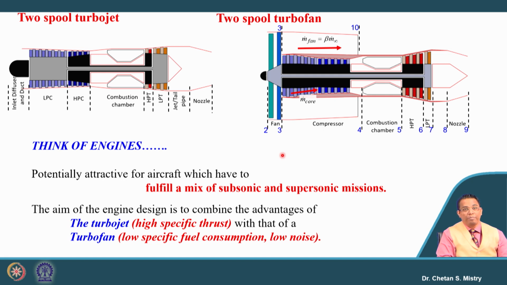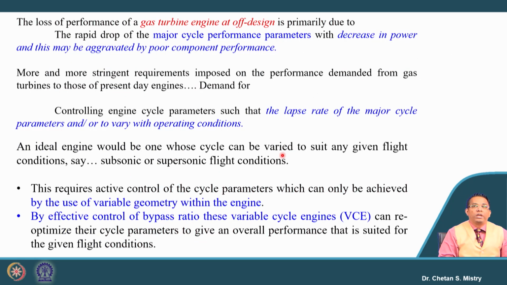Let's try to look at what our requirement is. As we say, we are looking for the benefits of both. So what we have understood is that when my engine is working under off-design condition, our cycle parameters will be changing. Sometimes we need to compromise in terms of power as well as poor component performance. So we are looking for a special kind of configuration where we want to remove the limitations in terms of poor performance.